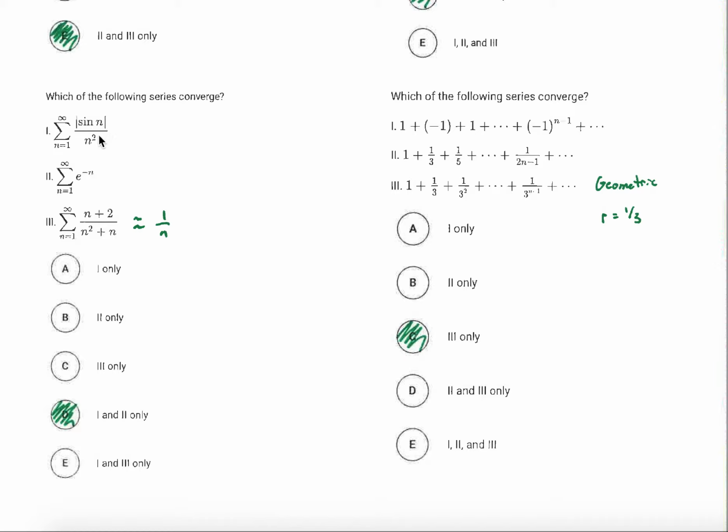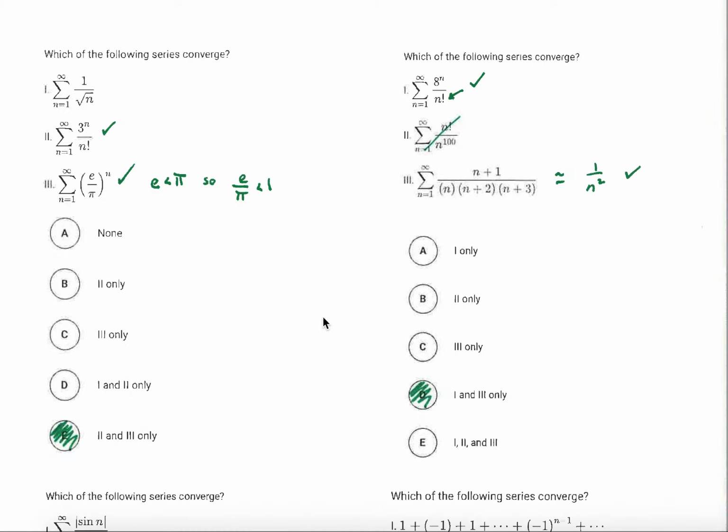That's a 1 over n squared. That's basically 1 over e to the n. And then this is a 1 over n. So this one is not going to converge. So we're going to get 1 and 2. For a second there, I thought I got it wrong, but I was just going crazy. All right, I did that one.